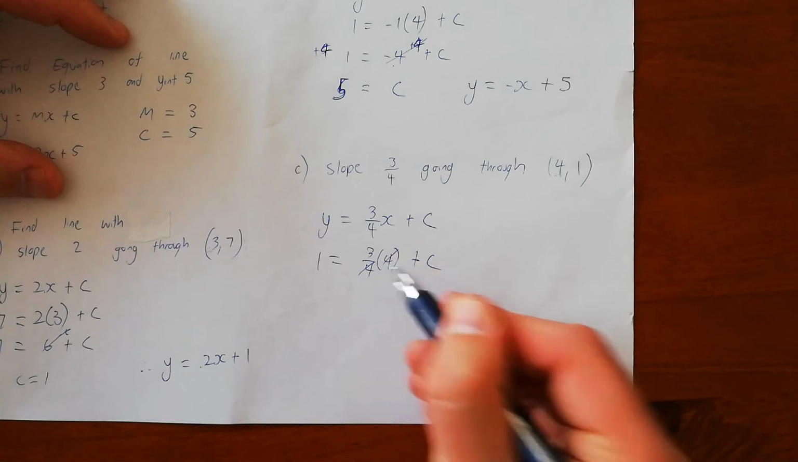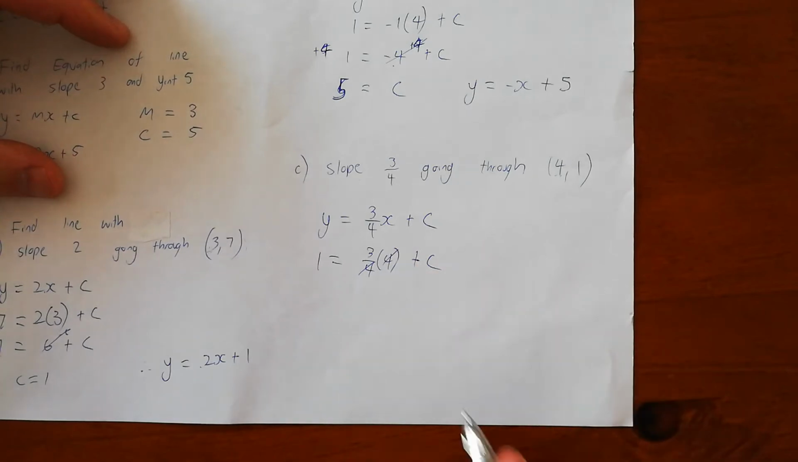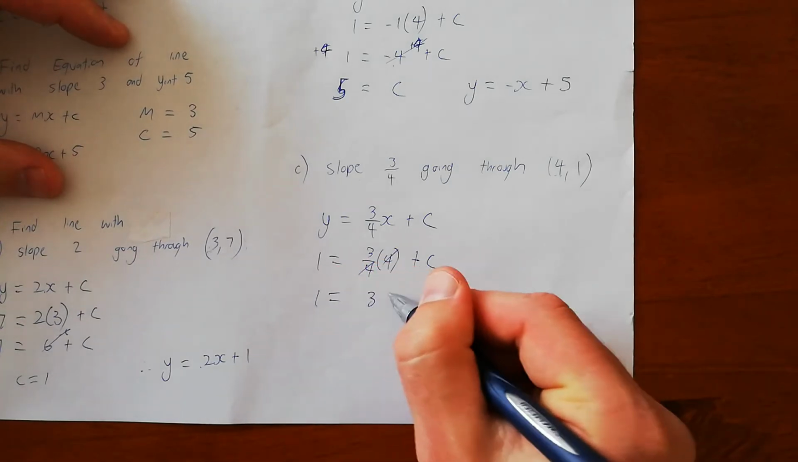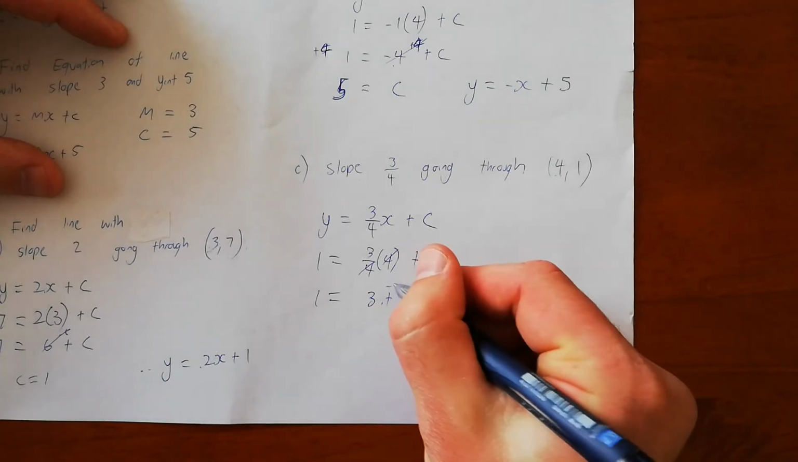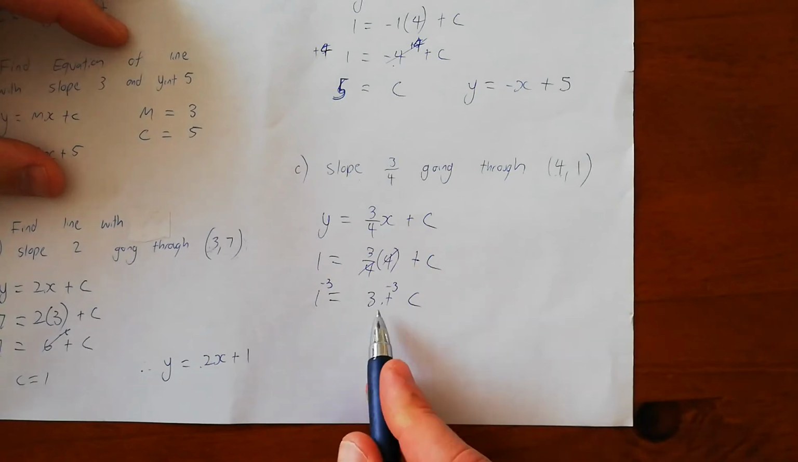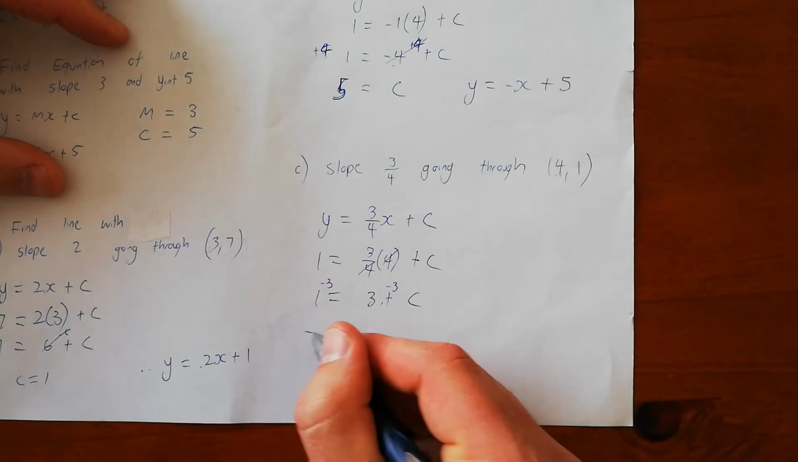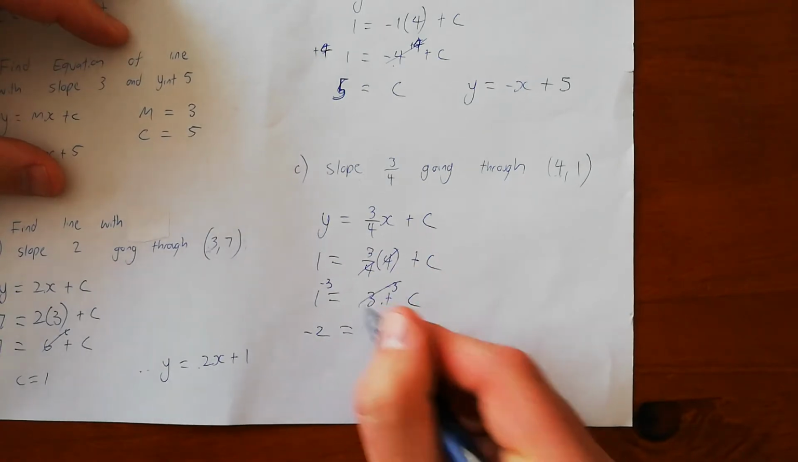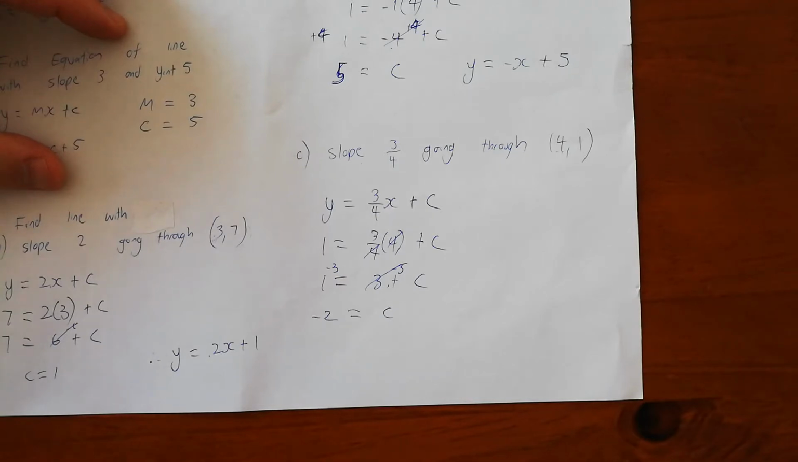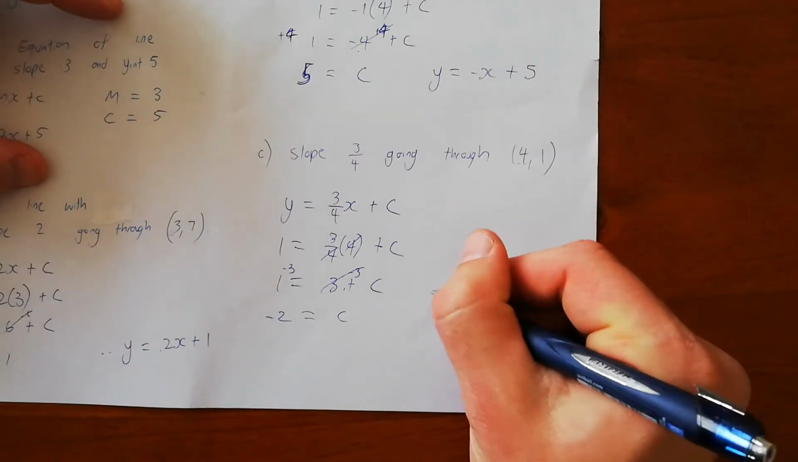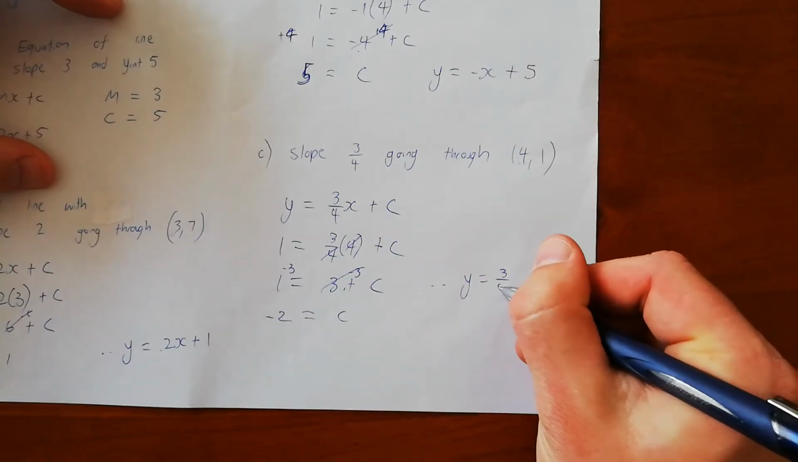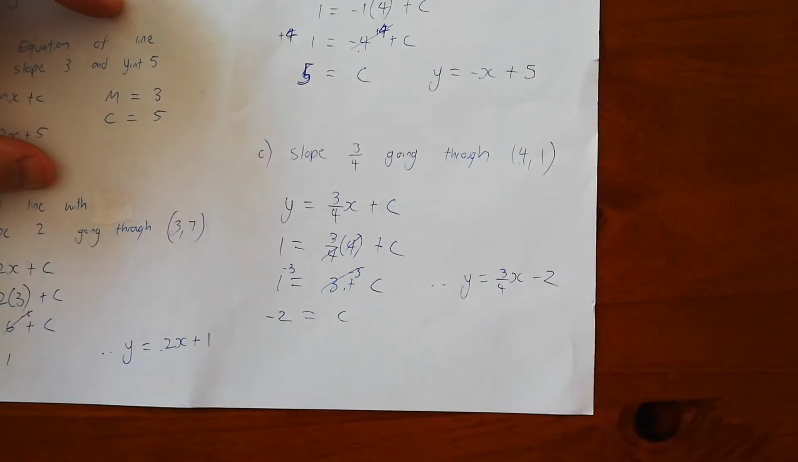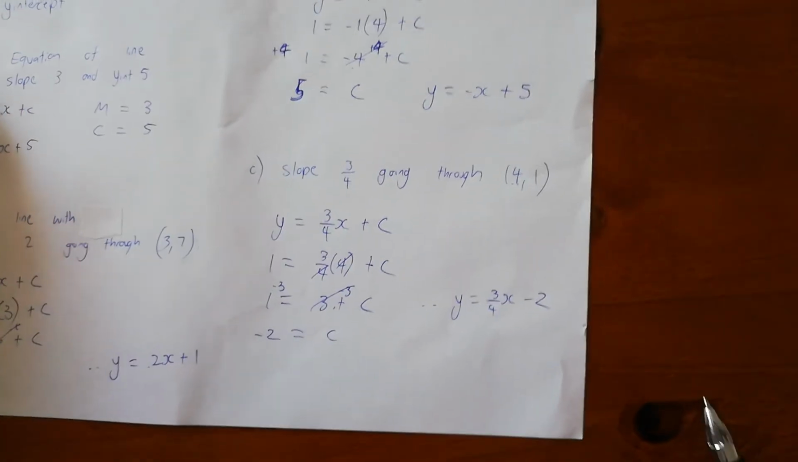Now, fractions, so that 4 will cancel, and so we're left with 1 equals 3 plus c. And to get rid of the 3, we're going to subtract 3 from both sides. So 1 take 3, that will be minus 2, and this will cancel. So we have c is minus 2. So the equation of this line is 3 on 4x, take away 2. So let's just repeat this process slowly.